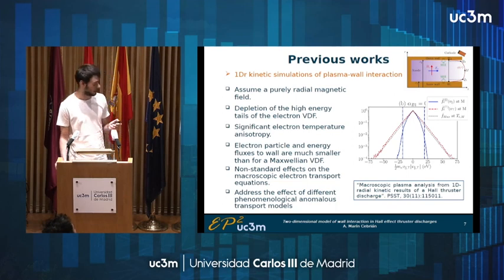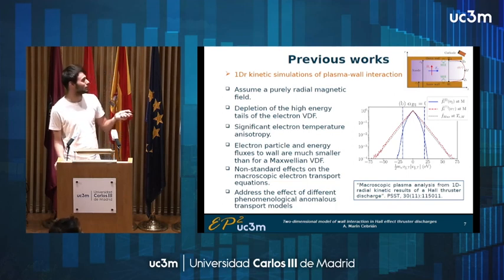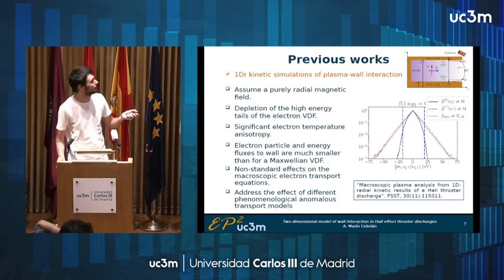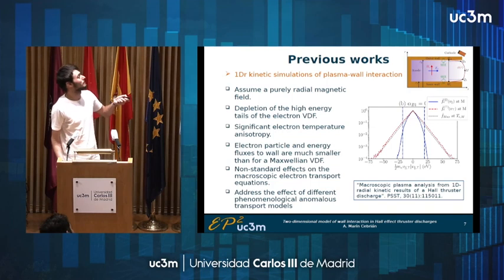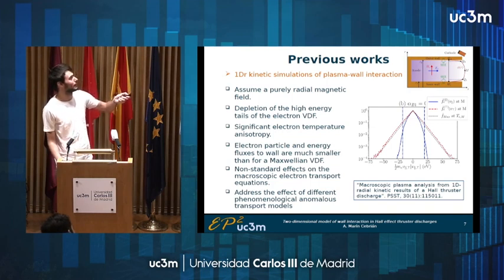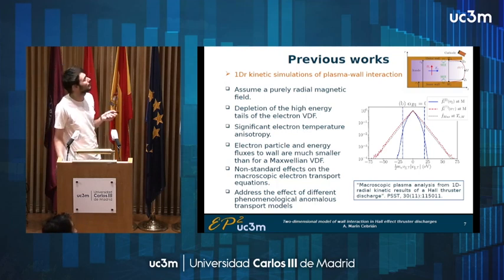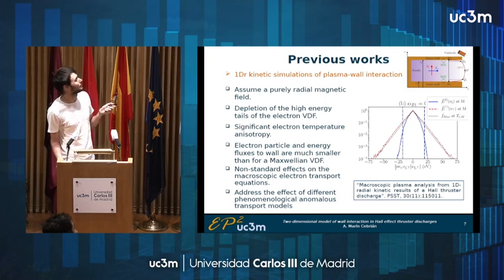So previous work that we have previously published in a recent paper in 2021 assumes a purely radial magnetic field and a simplified axial location of the acceleration region of the Hall effect thruster, and also assumes that from the walls there can be some secondary electron emission which can be important to our discharge. What we find out of this study is the depletion of the high energy tails of the velocity distribution function.